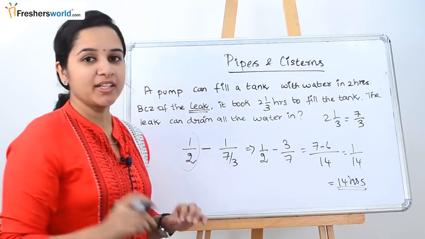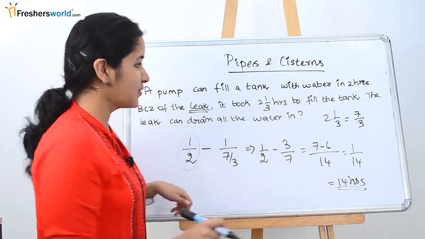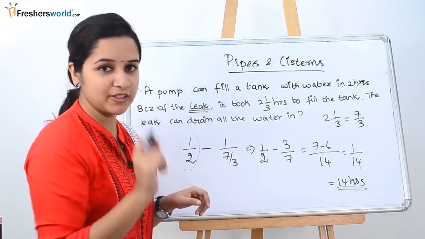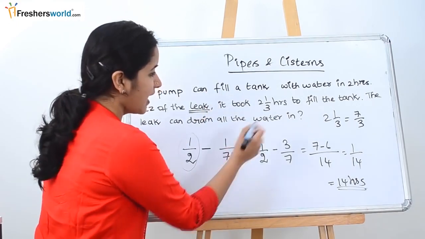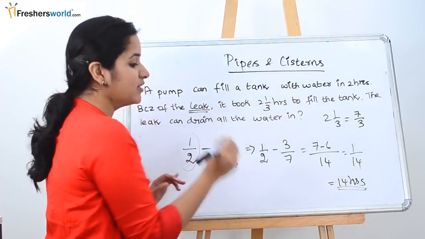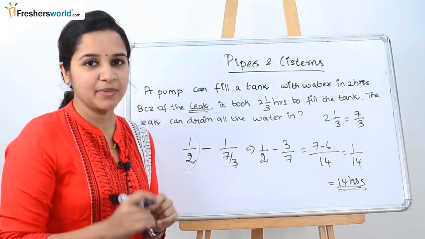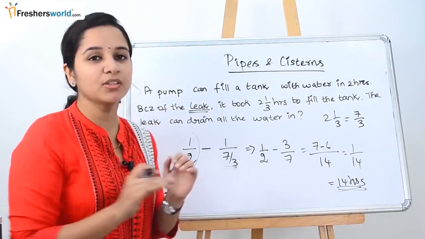We know that it takes 2 hours to fill the tank, so we write it as 1 by 2. There was a leakage which causes it to take 2 1 by 3 hours to fill the tank. So we write it as 1, and 2 1 by 3 is nothing but 7 by 3, so we write it in the denominator. Once you solve it, we get 14 hours. 14 hours is nothing but the time taken by the leakage to drain all the water in the tank.